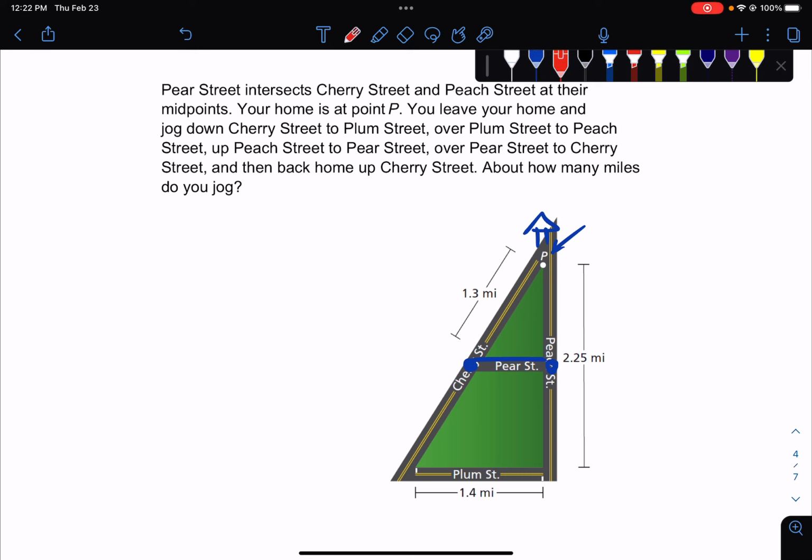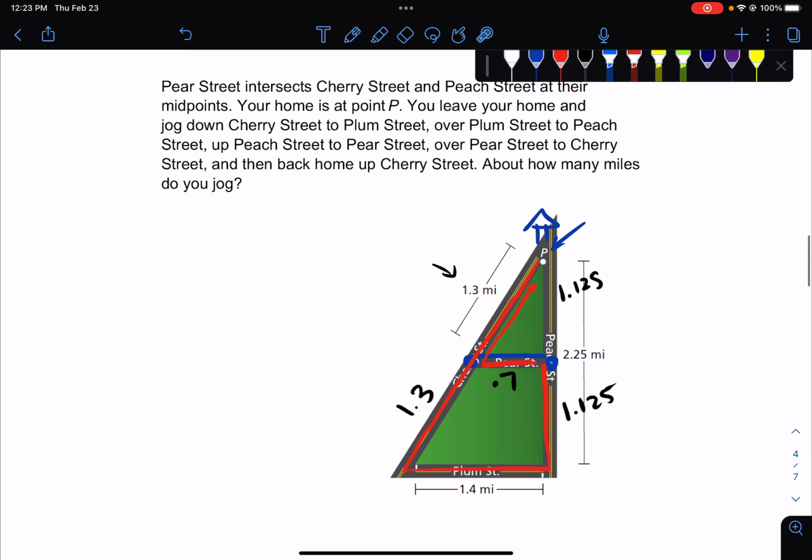What else do we know? We know this is a mid-segment, and it's parallel to Plum. So that means this street is half of Plum. So if Plum is 1.4, then this one is 0.7, because I just cut that in half. I think I have enough now to add everything together.